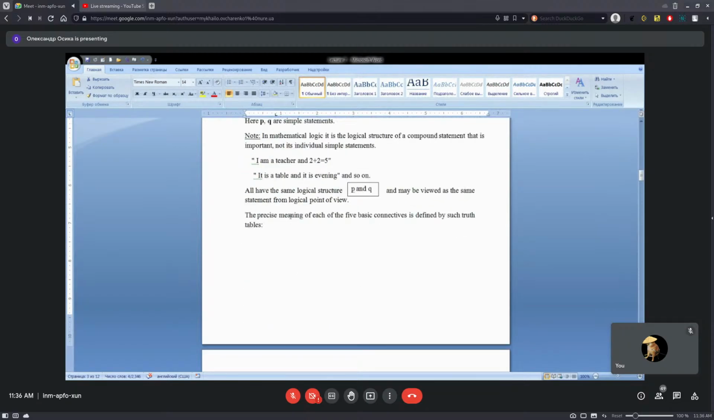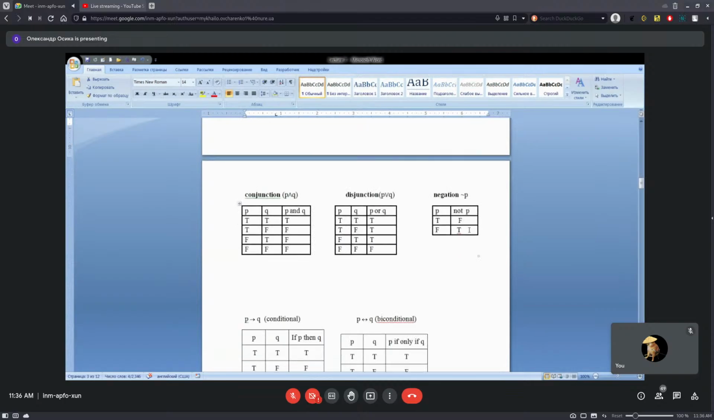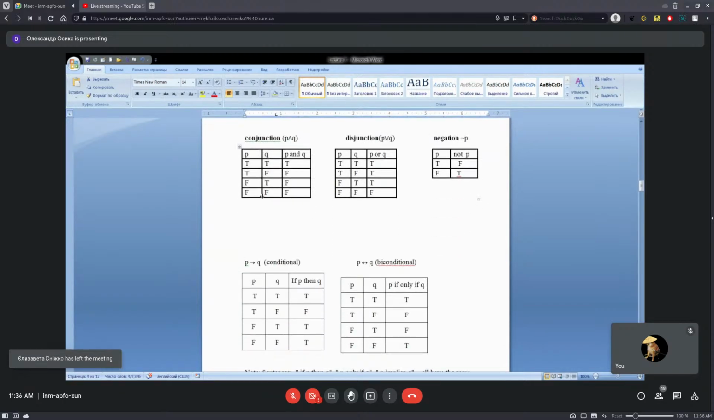The precise meaning of each of the 5 basic connectives is defined by such truth tables. This is a table of the conjunction, represented by this symbol in the formula. It was the logical product in the 2-valued algebra. So P and Q can take values true and true, and the value of the compound statement is true. Here, the value of P is true, the value of Q is false, and the value of this compound statement is false.